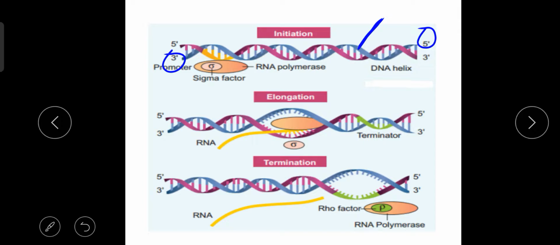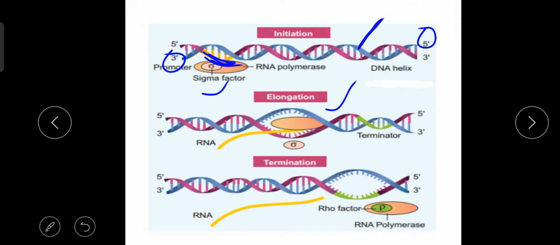Now the second step. Here see, this is the sigma factor, and this whole round structure is the RNA polymerase enzyme, inside which is the sigma factor. The sigma factor recognizes the initiation or promoter site in the template strand. The yellow part is the promoter site where the RNA polymerase binds, and when the RNA polymerase binds to this promoter site, the process of transcription begins.